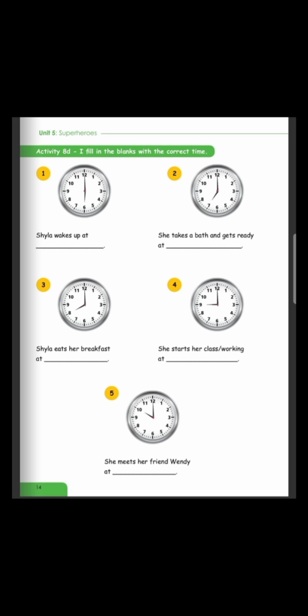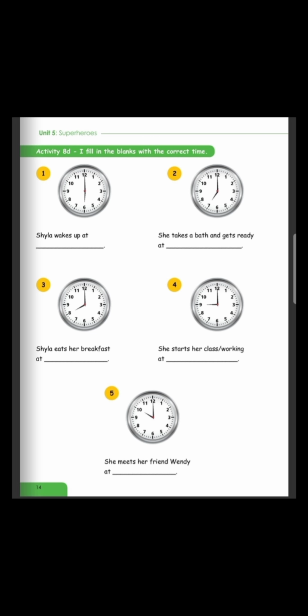Number 1. Look at the clock face. What time is it? Let us read. Sheila wakes up at. What time is it? The long minute hand is pointing on number 12. When the long minute hand is pointing towards number 12, we say o'clock. And the short hour hand is pointing towards number 6. So it is 6 o'clock. Sheila wakes up at 6 o'clock.